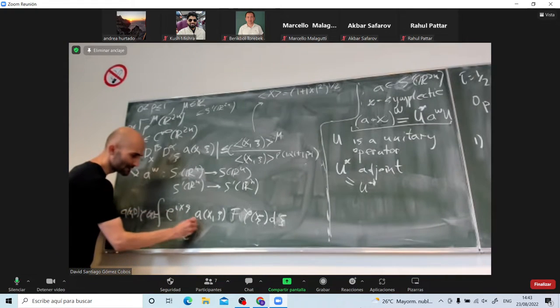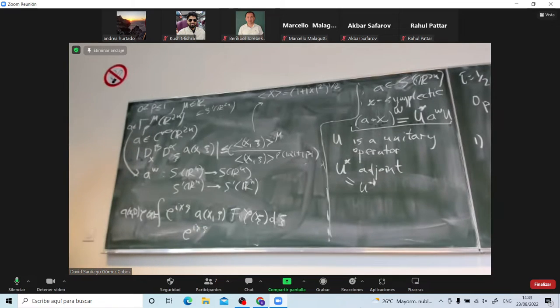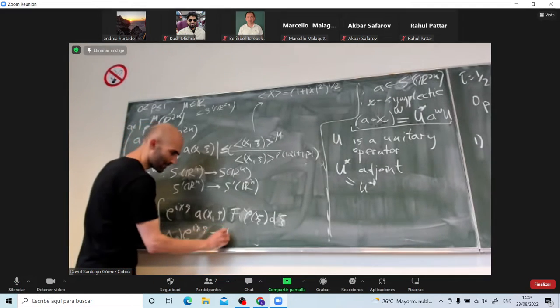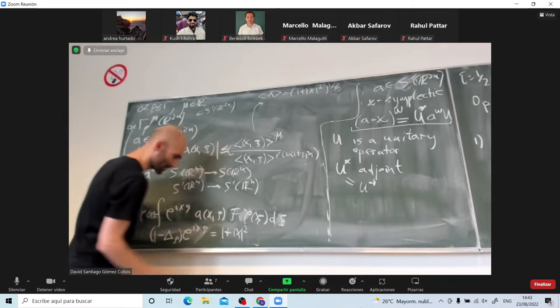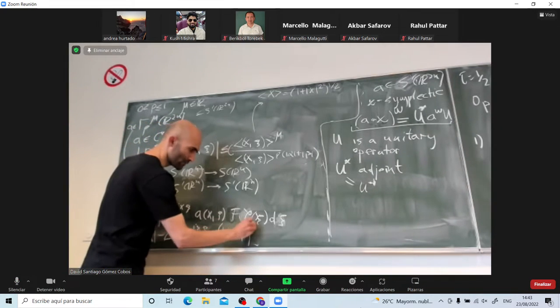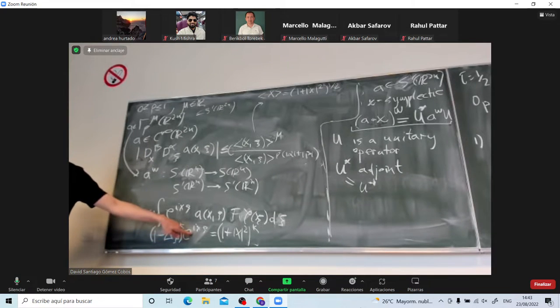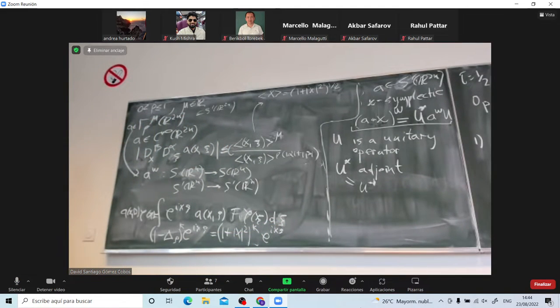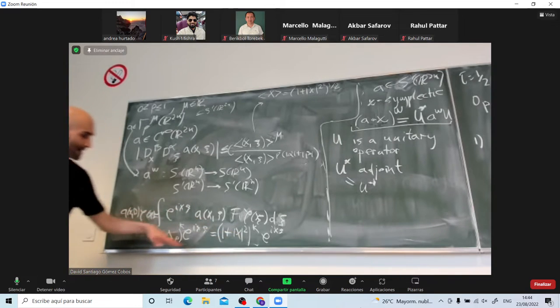You rewrite this phase e to the power i x ξ as follows. Let me write it like this: (1 minus Δ), where Δ is the Laplacian, with respect to ξ, because I want to transfer everything there. It will be 1 plus x squared, and if I take it to a power k, this will be to the power k. Because when I apply this to the phase, you get exactly this thing times e to the power i x ξ, the same thing. And then you divide by this thing.